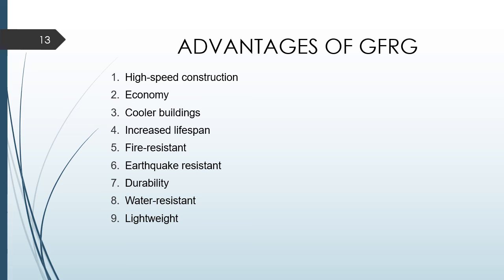Next is durability. Gypsum is known for its durability, and it offers great dimensional stability and strength. GFRG panels have proven to be 5 times stronger and more durable than conventional construction materials. Water resistance. During GFRG panel manufacturing, many types of chemicals are used in the mix, and hence it is water resistant. Lightweight. GFRG weighs nearly 1 kilogram per square foot, which is lighter when compared to the conventional building materials. Hence, the load on the supporting beams and the pillars of the buildings may be significantly reduced while using GFRG panels.